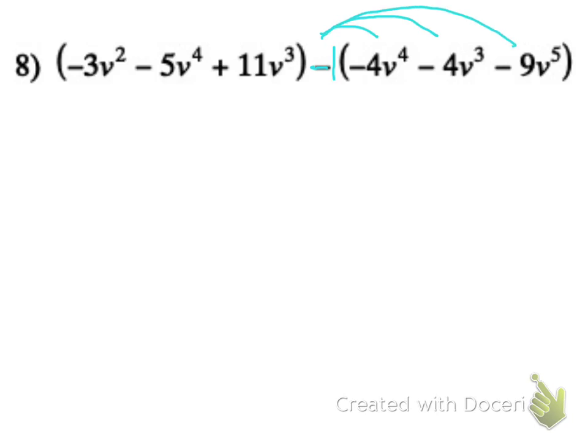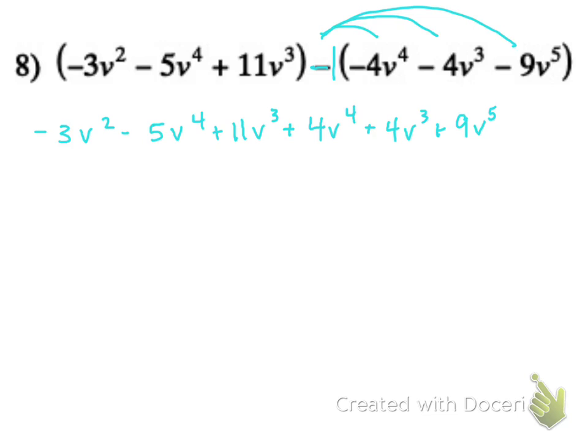Again, with subtracting, I need to distribute that -1. So the first part of my parentheses stays the same. Second part, I just change all the signs. So double check that you're multiplying correctly and getting the right signs, because that will determine if your final answer is correct.